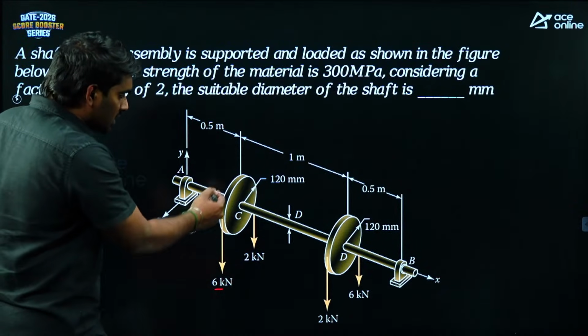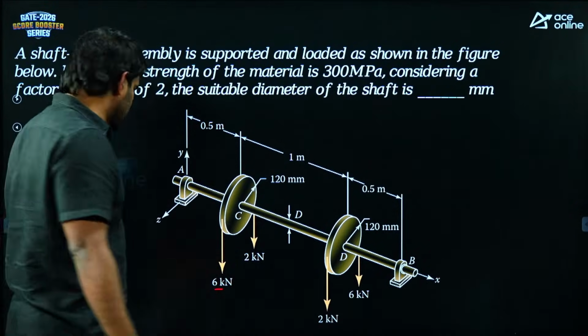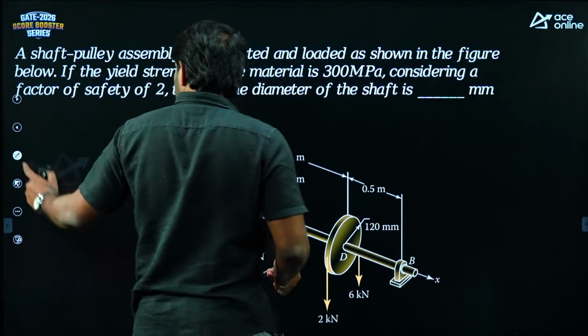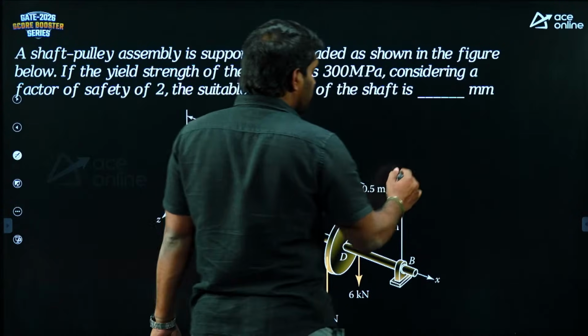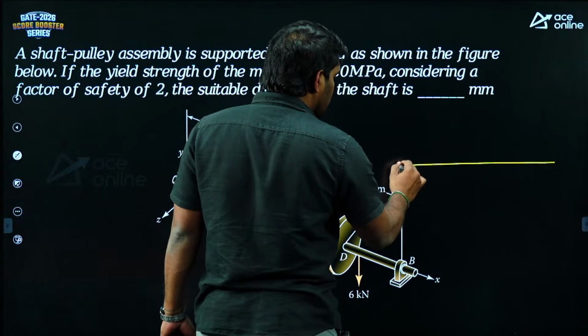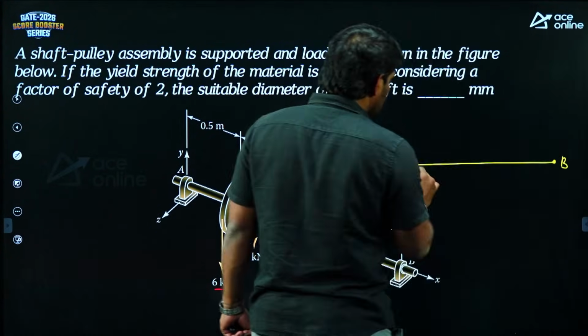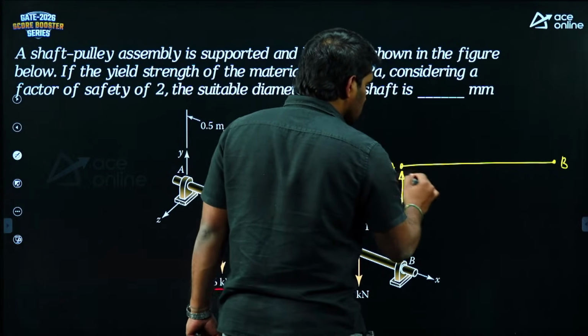Okay, now in this case, if I need to draw the free body diagram, let me draw it. The free body diagram comes out to be like this. Here we have support A and this is B. And here we have reactions.